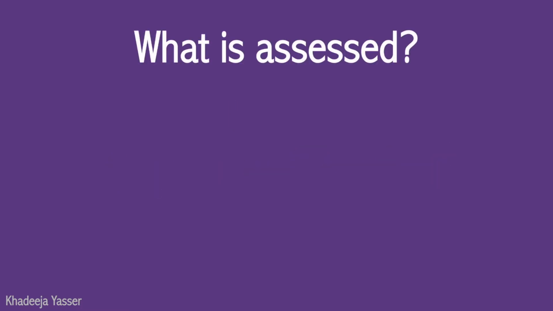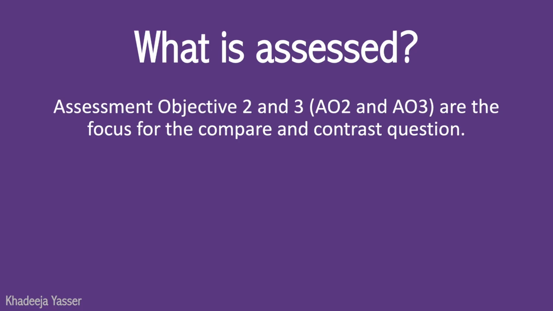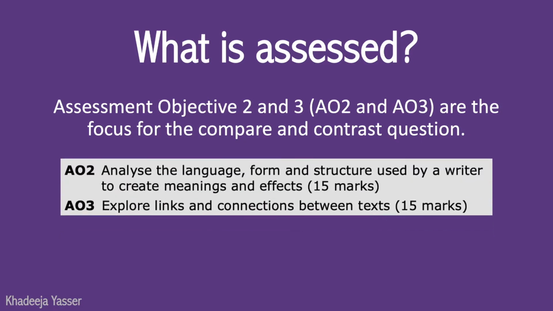Now, there are some things called assessment objectives, which is how the examiner assesses your paper, and two of these are assessed for this compare and contrast question between the poems: assessment objective 2 and assessment objective 3. These two, AO2 and AO3, are the focus for the compare and contrast question, and you can read them over here. So the first one, AO2, says you need to analyze the language, form, and structure used by a writer to create meanings and effects.